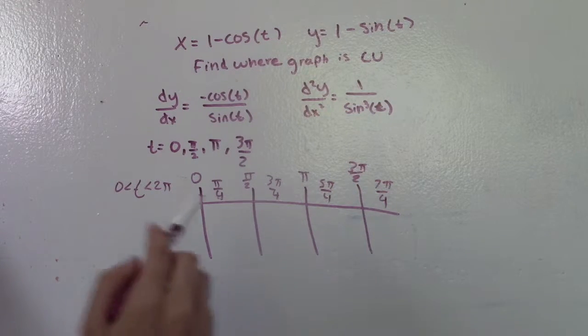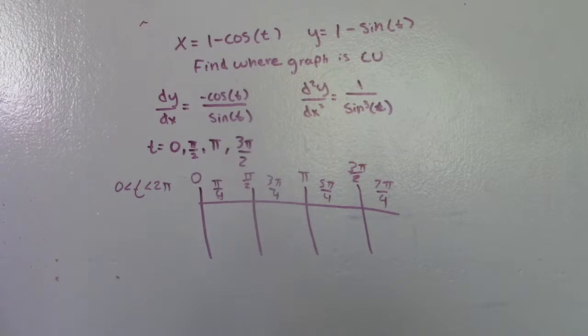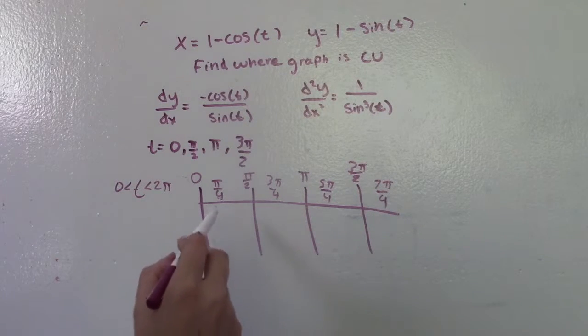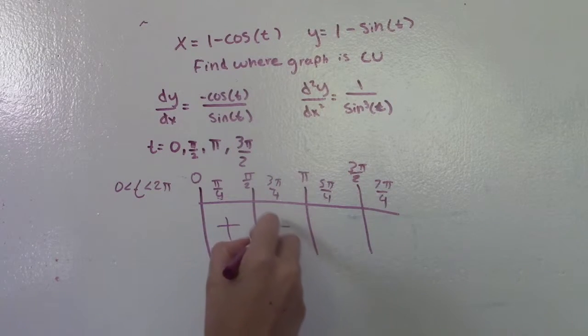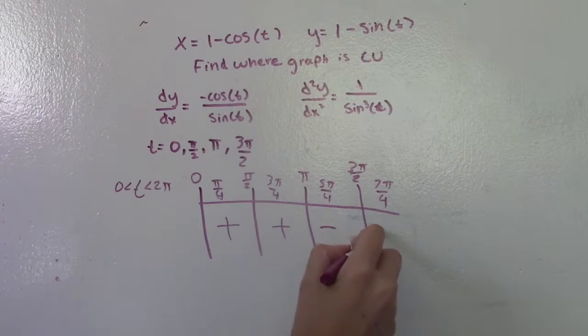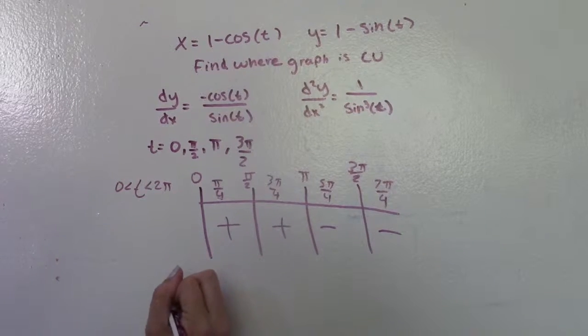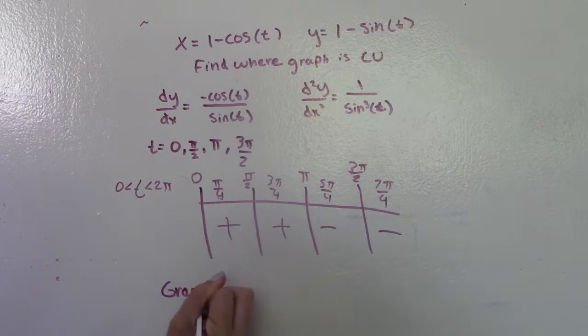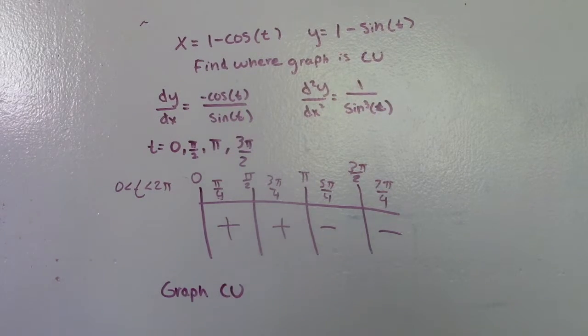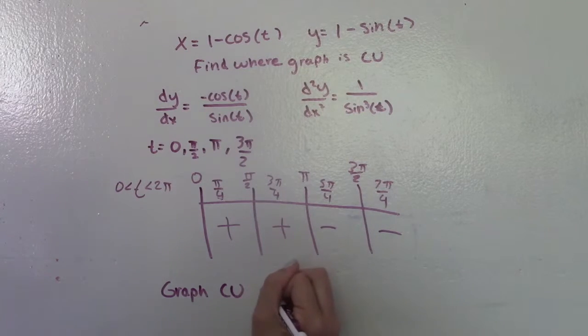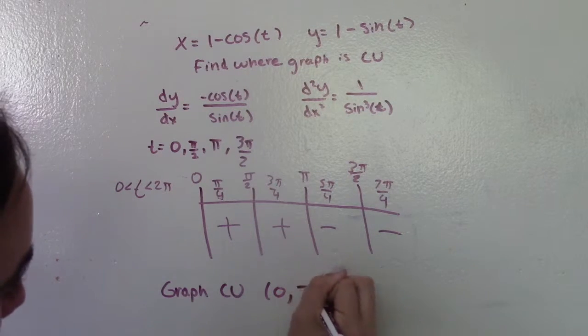If we plug these back in to our second derivative, then we're going to get positive, positive, negative, negative, which means that the graph is concave up from 0 to pi.